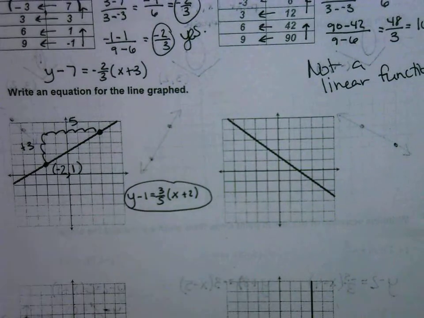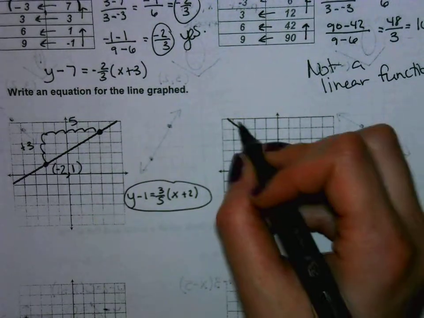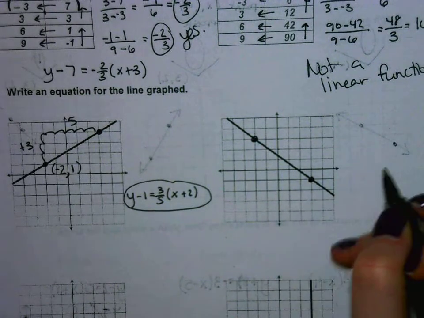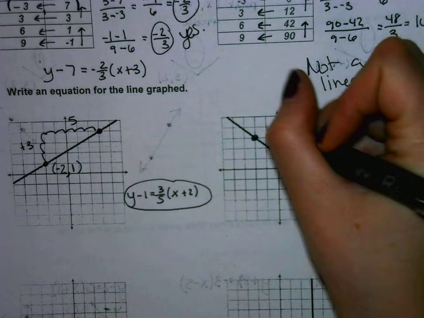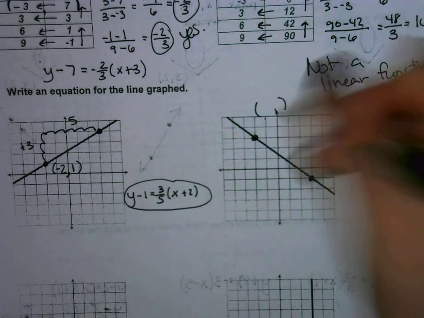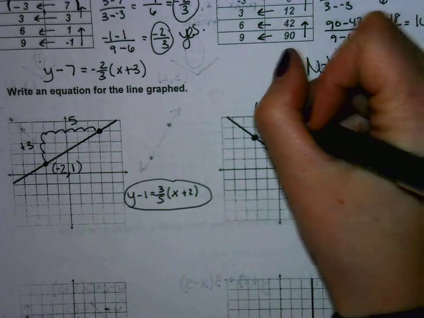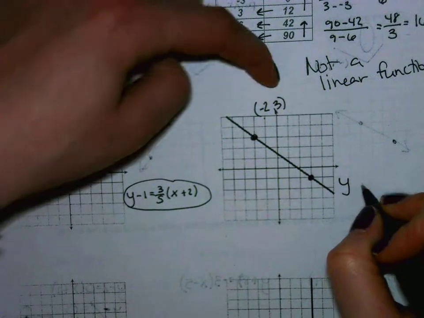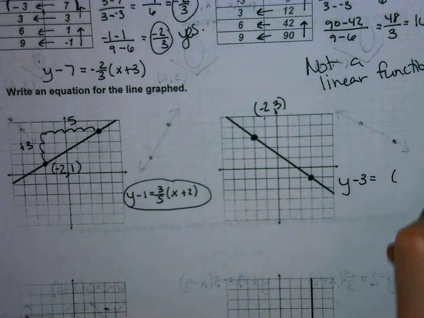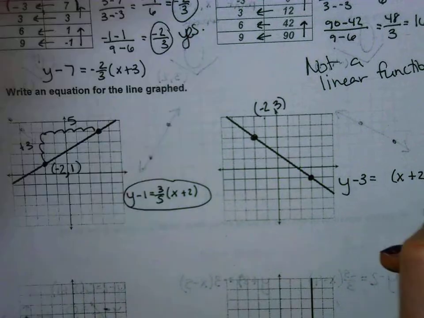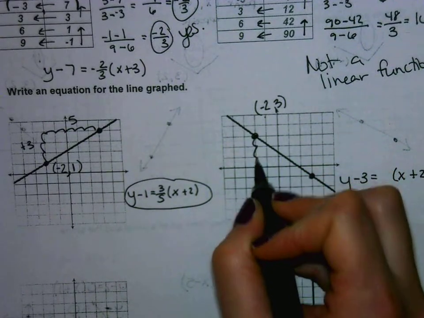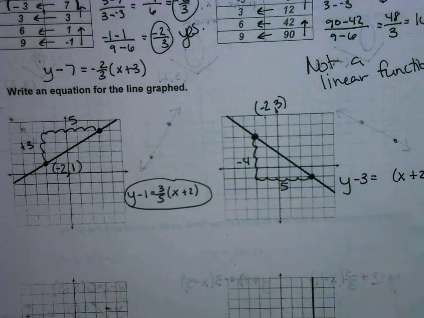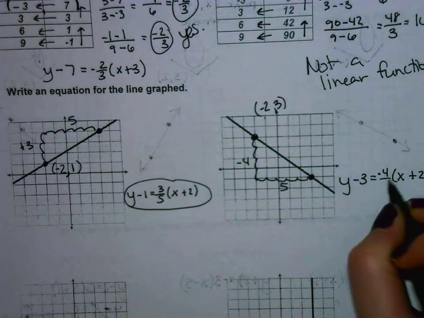So let's look at the second one. Find some points. There's one. And another one. So once again, it doesn't matter which point you start with, I'm just going to do the left one. We are over a negative 2, and we're up a positive 3. So y minus 3, don't know our slope yet, x plus 2. So our slope looks like 1, 2, 3. We're going down 4 to the right 5. So our slope is negative 4/5.